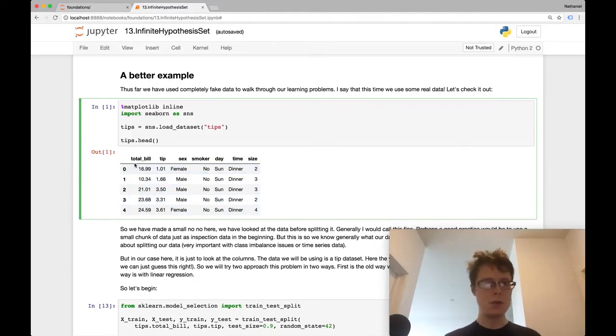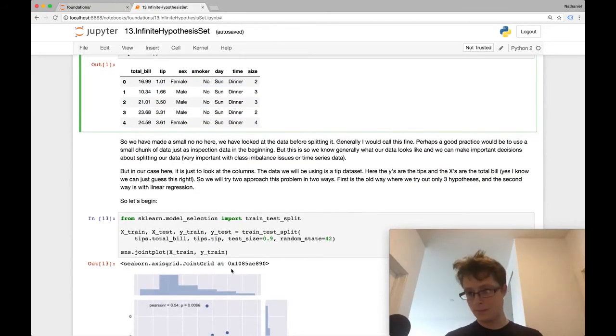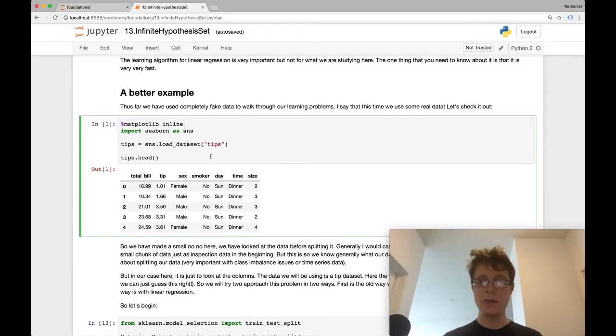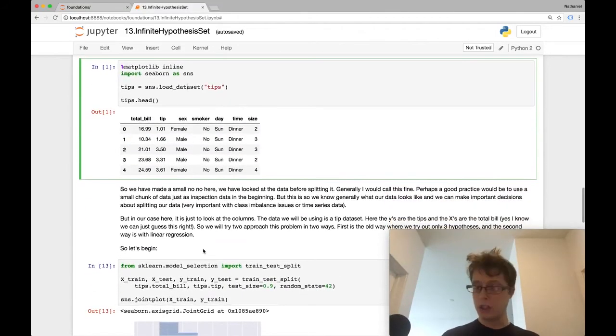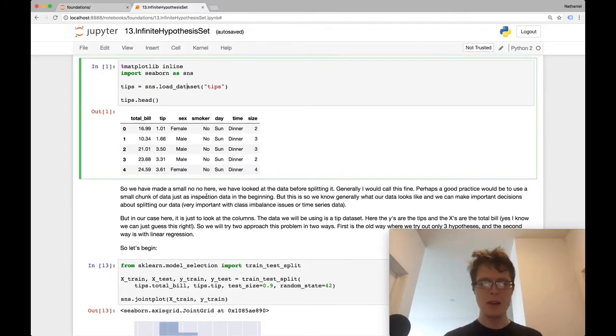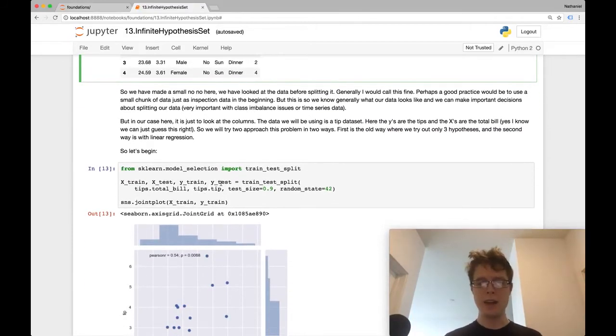What it is, it gives you the total bill and what people tip, and then lots of things about them. So now one of the things that we should definitely do here is that before we go ahead and visualize it, we should split it into training and testing. Again, because you don't want to pollute your mental model space by looking at some of this data before you do so. So that's fine, but this is a test lecture. So we go ahead and we split it.